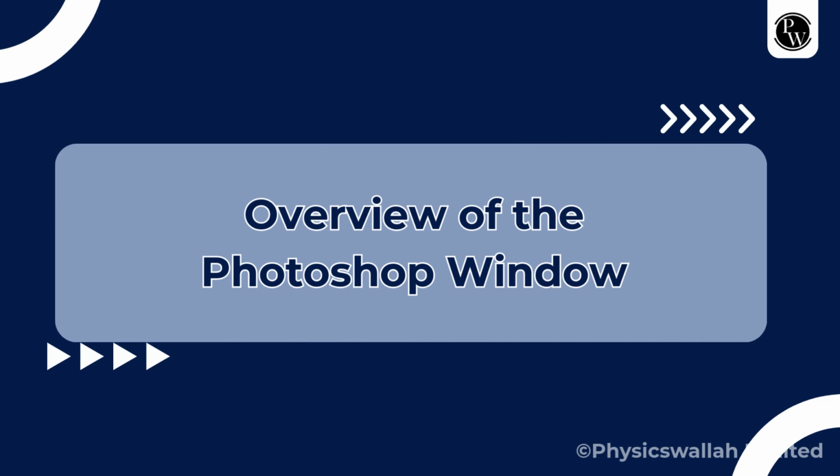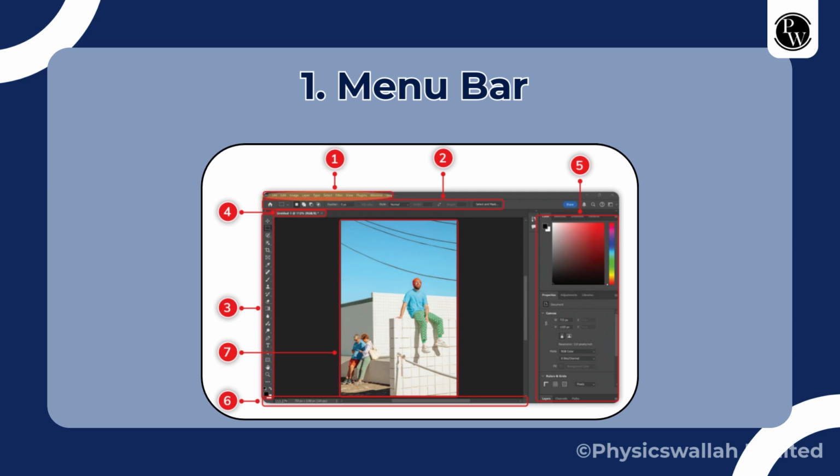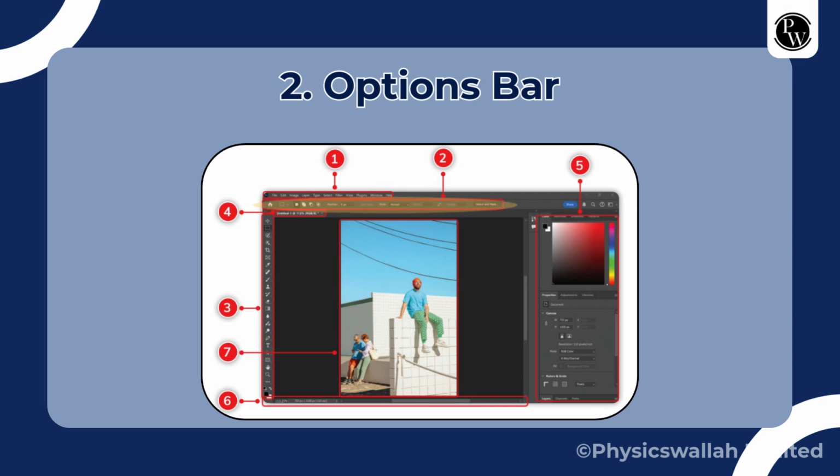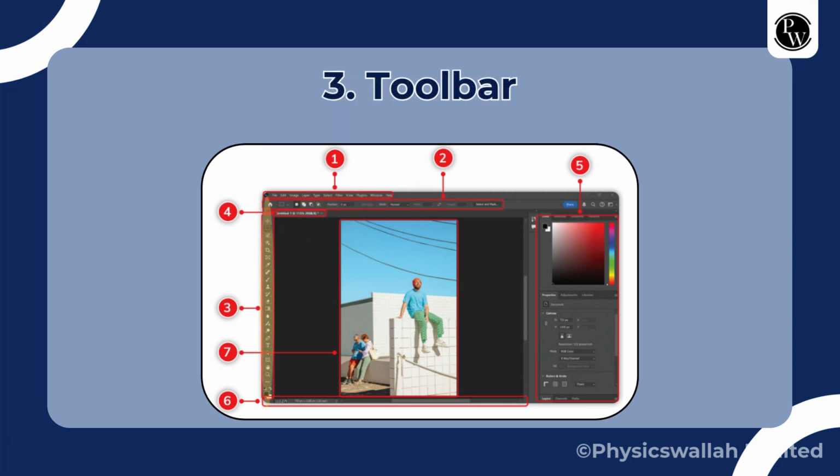Before we start editing, let's get familiar with the Photoshop workspace. Menu bar, access file options and settings. Options bar, adjust tools like brush size and opacity. Toolbar contains selection, painting and retouching tools.